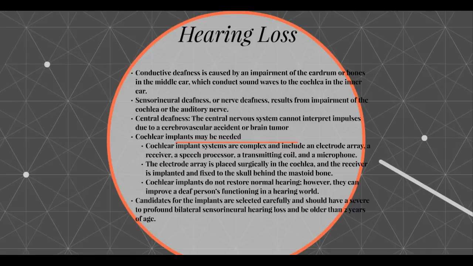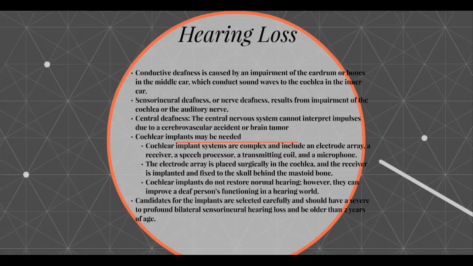Moving on to the ears, hearing loss. There's a couple of different types of deafness that you should be aware of. The first is conductive deafness, and that is caused by an impairment of the eardrum or bones in the middle ear. And those are the bones that conduct sound waves to the cochlea in the inner ear. The second is sensorineural deafness or nerve deafness, and that's going to result from the impairment of the cochlea or the auditory nerve. Central deafness is where the central nervous system cannot interpret impulses due to a cerebrovascular accident, like a stroke, or a brain tumor.